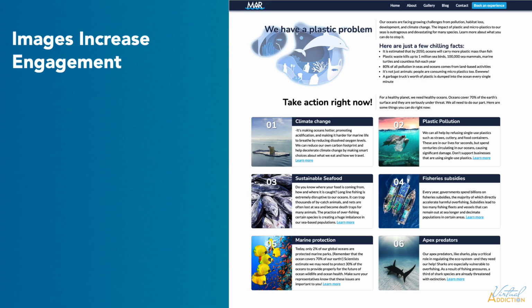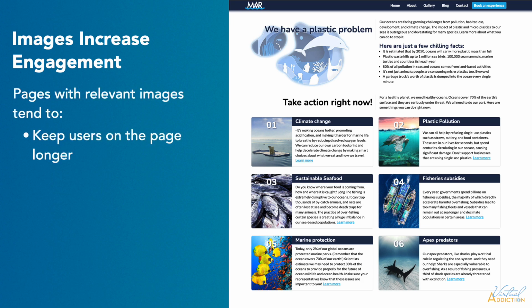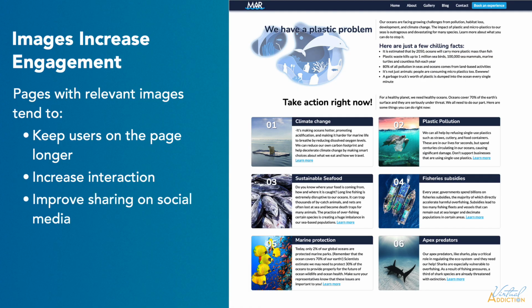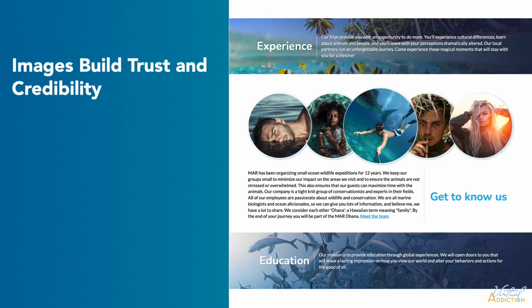Images increase engagement. Web pages with relevant images tend to keep users on the page longer, increase interaction, and improve sharing on social media. Visual storytelling builds emotional connection, and when users feel something, they're more likely to engage.